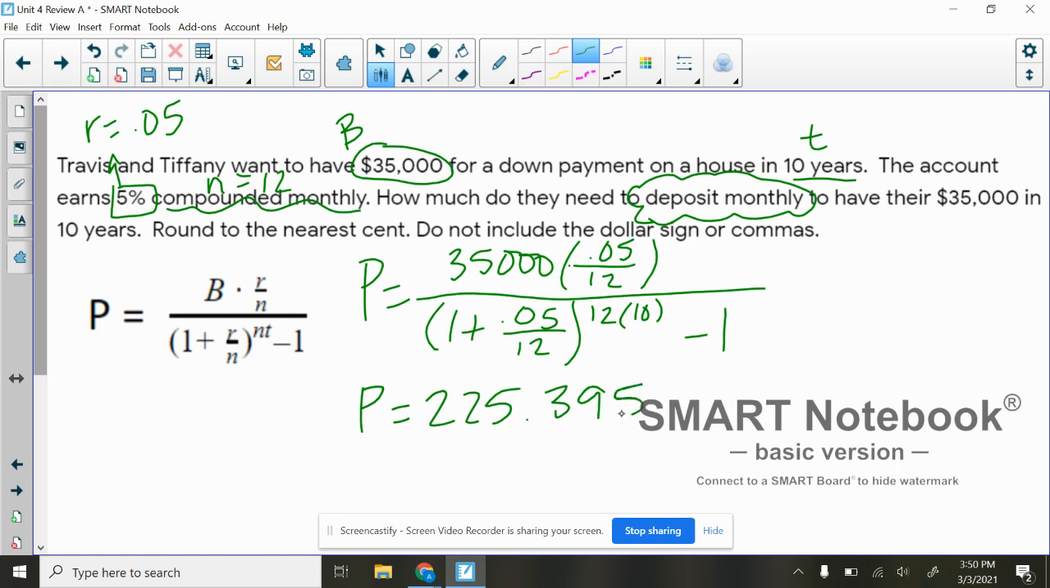So we are going to go ahead and round that. We know that that continued on, and that's fine. Since this digit is a 5, I am going to round up. So 39 cents is actually going to become 40 cents. So that is my periodic deposit needed monthly, $225.40.